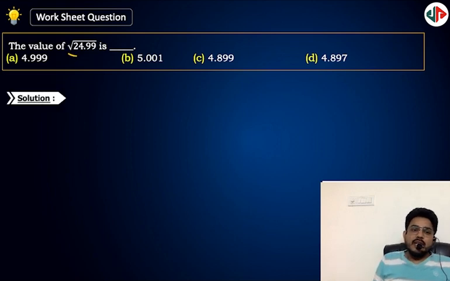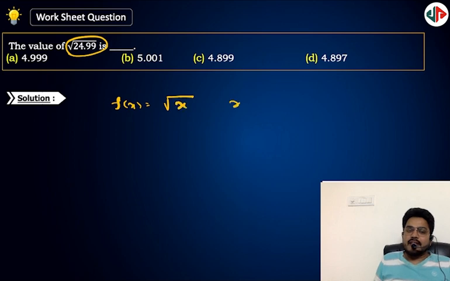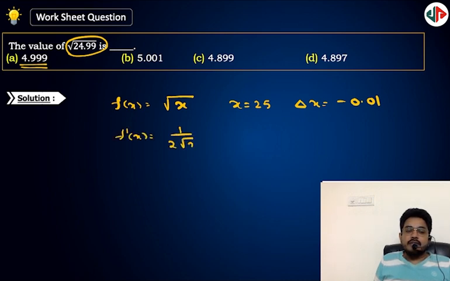What about this one? This is nearer to. So f of x is equal to root x, where x is equal to 25, delta x is equal to minus 0.01. So clearly it is roughly equal to this one. F dash of x is equal to 1 by 2 root x.